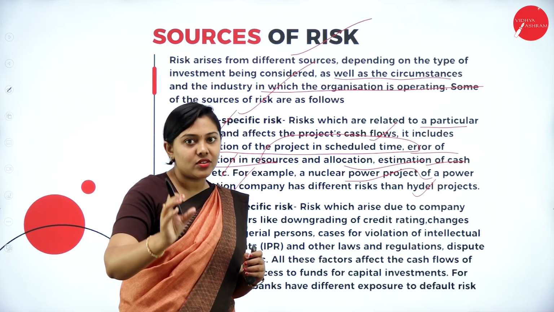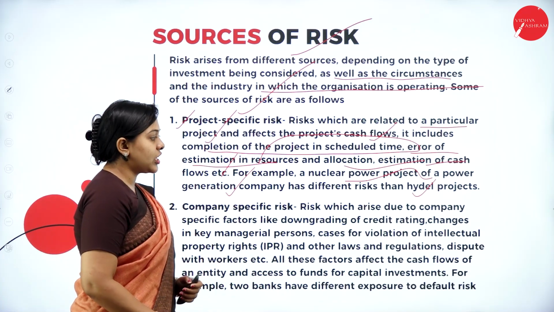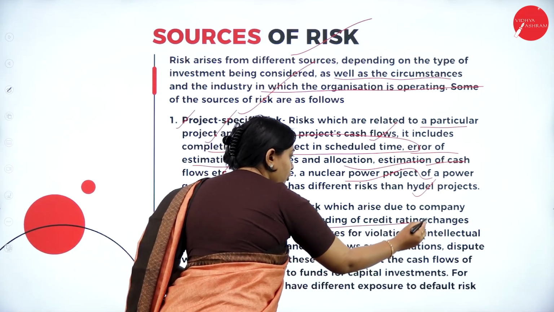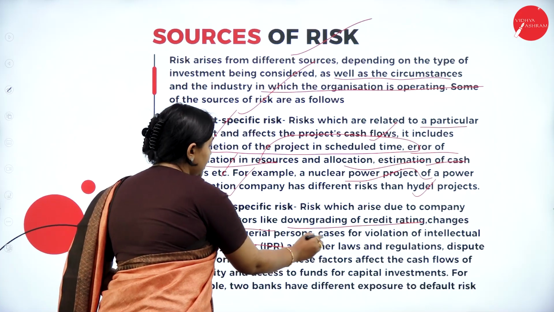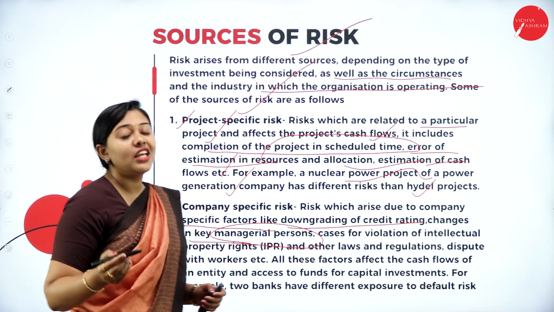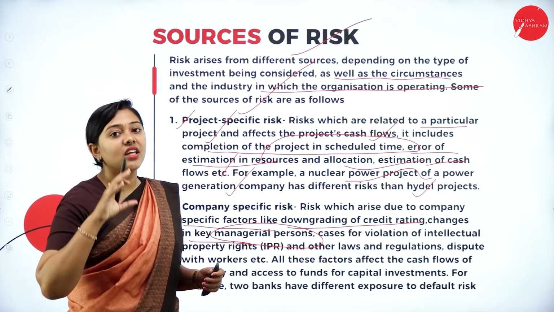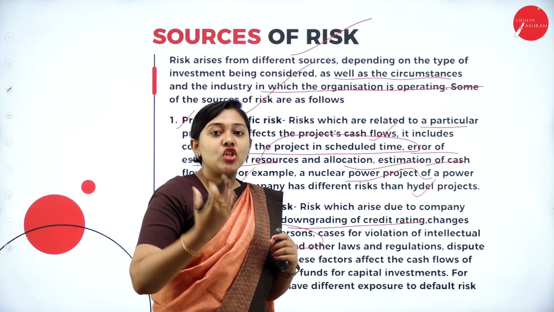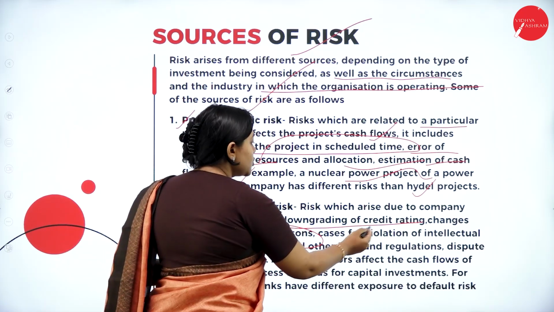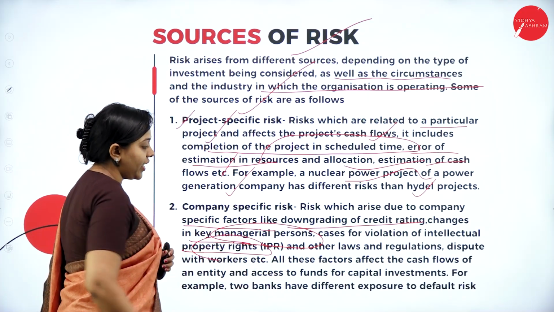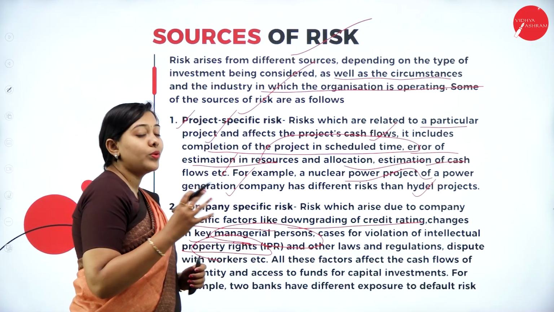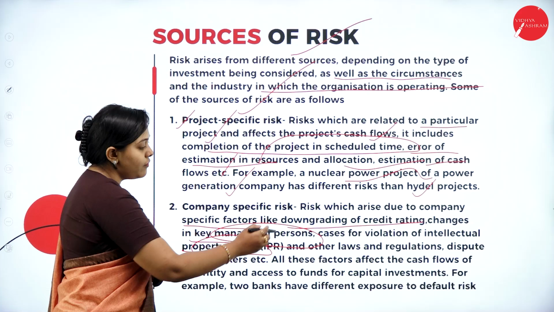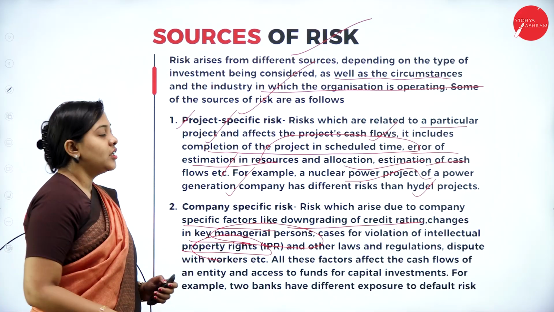Moving forward, company specific risk arises due to company specific factors like downgrading of credit rating and changes in key managerial persons. The top executives make the strategy, and if they are not there, the changes will affect the company. Also cases of violation of intellectual property rights and other laws, rules and regulations with respect to the company will have risk associated. For example, two banks have different exposure to default risk.